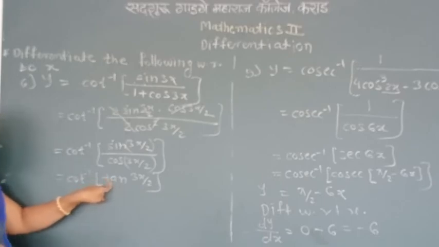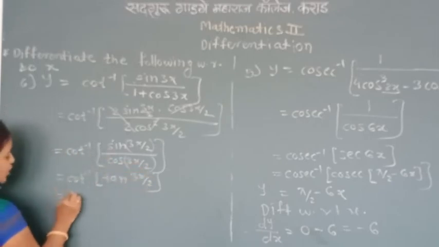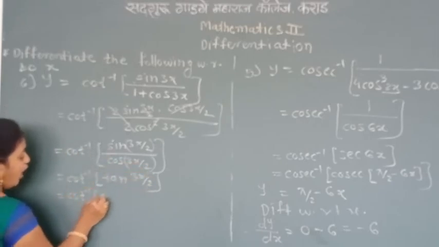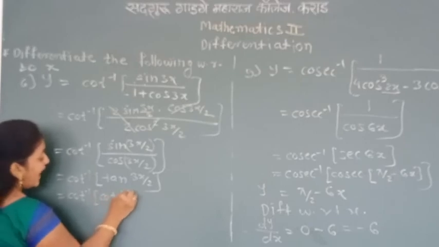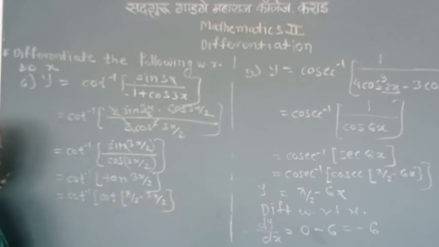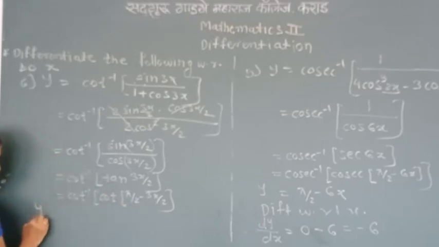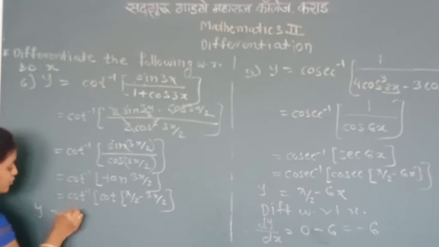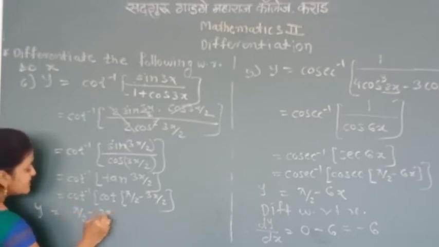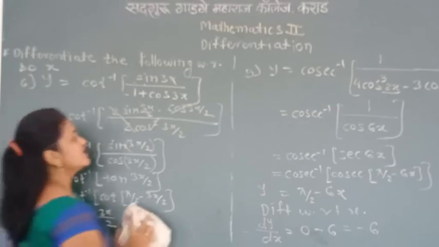This tan we can convert into a cot term. How to convert? We can use the allied angle. So cot inverse of cot of pi by 2 minus 3x by 2. Using the identity formula for cot inverse of cot, y is equal to pi by 2 minus 3x by 2. Now it is very easy to differentiate with respect to x.